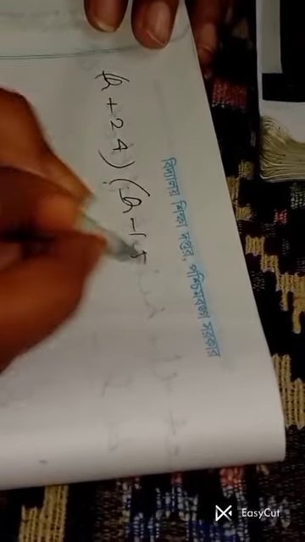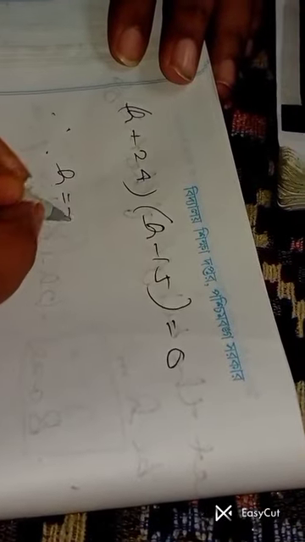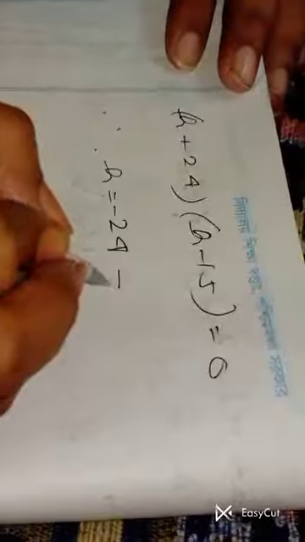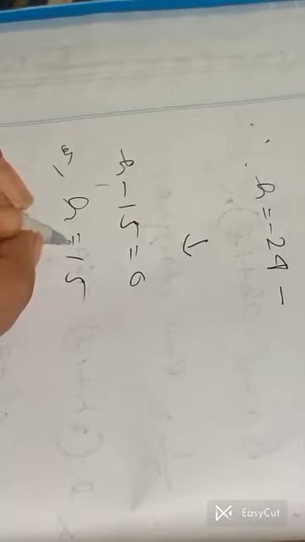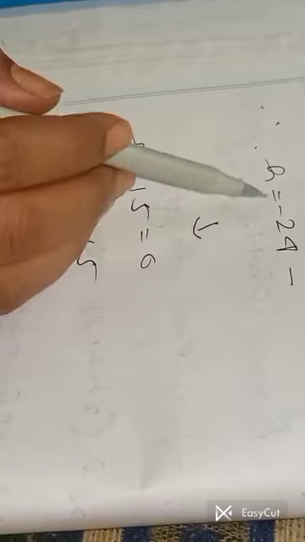Okay, what were the terms? h plus 24 into h minus 15 equals 0. Therefore h is equal to minus 24. This can't be the height because it's a negative term. So we come to the next term, h minus 15 equals 0, or h is equal to 15. So we get the height as 15, and we can't take h equal to minus 24, since height cannot be negative.